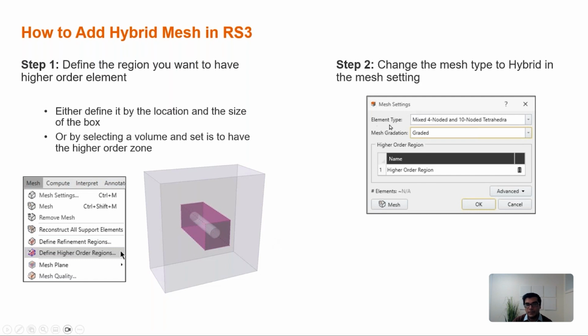A second step, you need to change the element type. So now we have a third option, which is a mix of 4 and 10-noded elements. And then you just click mesh, and the program will take care of the rest of the calculation.